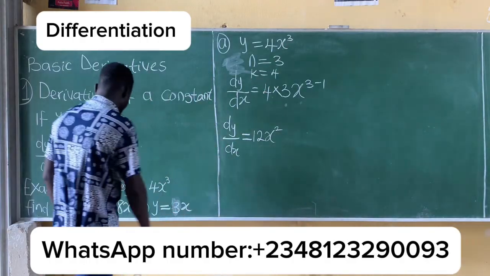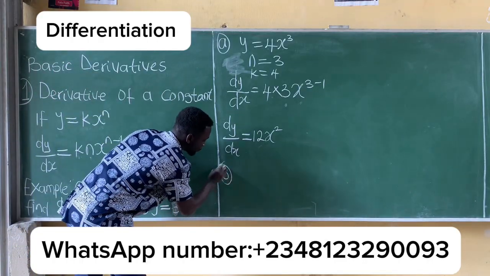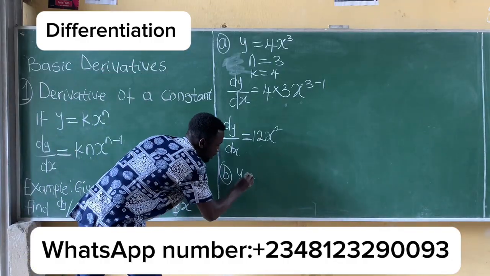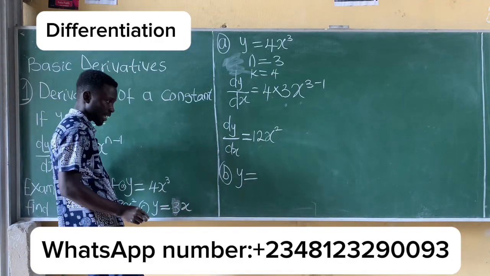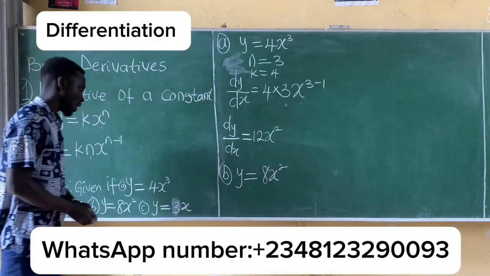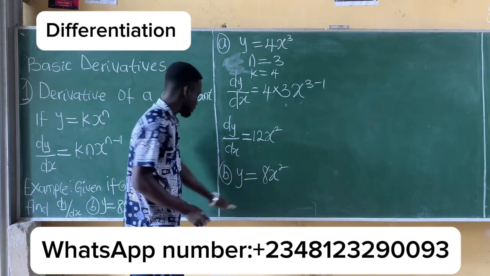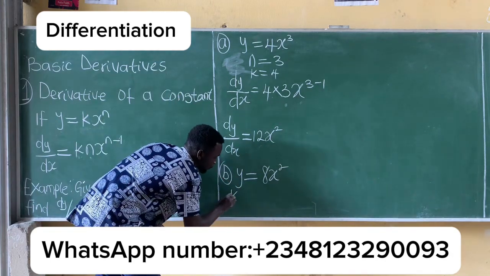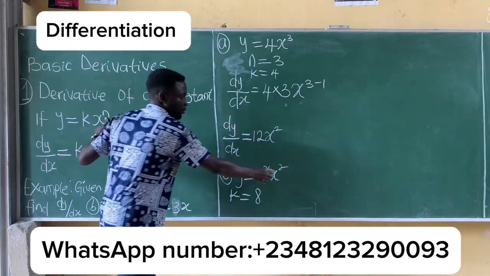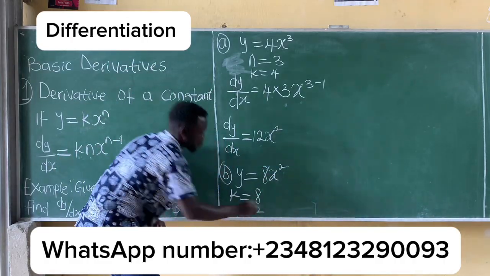Easy enough. Let's proceed to the b. You see the same thing. B here says if y is equal to 8x squared. What is the dy/dx? Just as we did, our constant here is 8. So therefore our k is equal to 8. Our n here is what? 2. So here n is equal to 2.